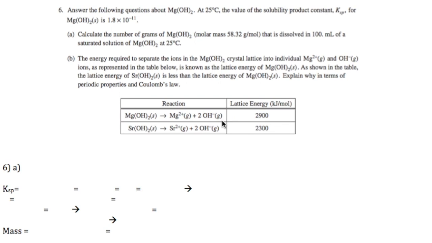So I presume you've paused the video and given it a go. So now let's read question A, or part A rather, which asks us to calculate the number of grams of MgOH2, which has a molar mass of 58.32 grams per mole, that is dissolved in 100 milliliters of a saturated solution of MgOH2 at 25 degrees. So now this is relatively straightforward. So now we need to kind of, since they give us KSP, our first inclination is to find the KSP equation.